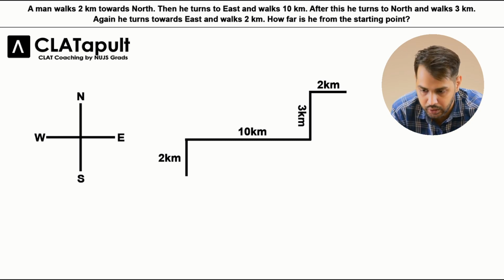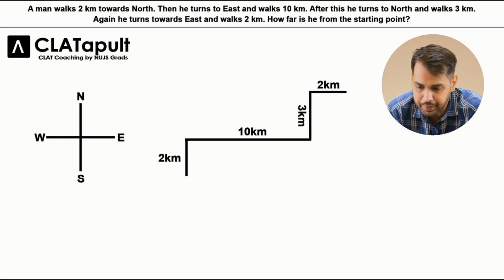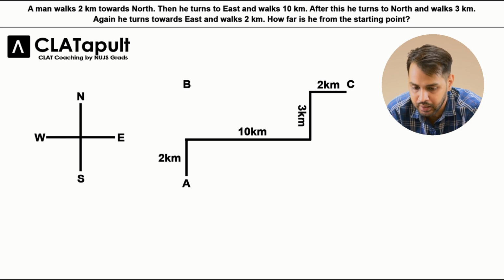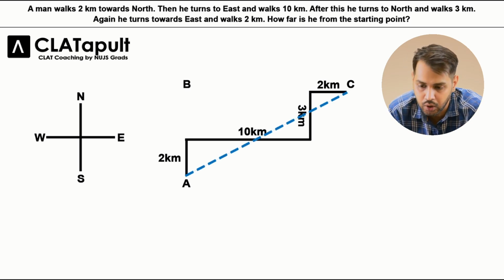How do we go about it? The shortest distance would ideally be the straight line between this point A and point C. Let's look at how the shortest line would look. It would be like this. This blue dotted line signifies the distance that the question is asking you to find out.